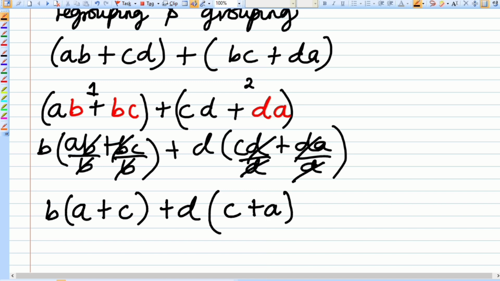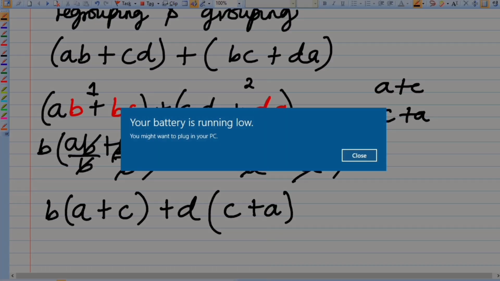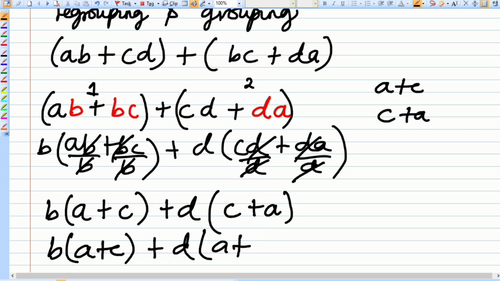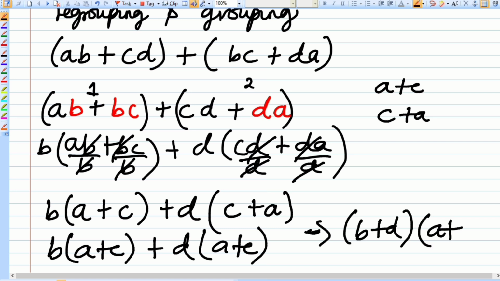Alright, so we have another common factor, A plus C, A plus C. I hope you know A plus C is the same as C plus A, right? That's the commutative property of addition. So we can simply rewrite this as B into (A plus C) plus D into (A plus C), so that our final answer will be (B plus D)(A plus C), and that's the factorized form.